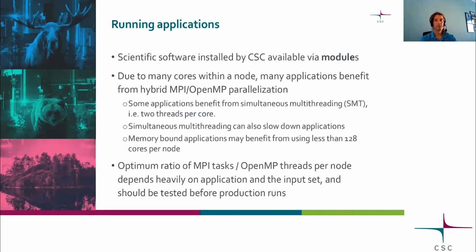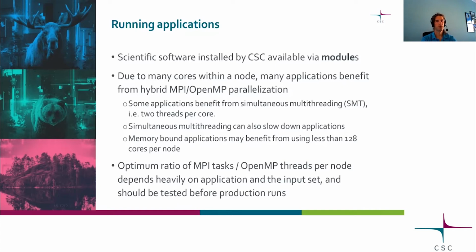For running applications, again, things are in many cases similar to Puhti. So there is the same Slurm batch job system. Biggest difference is that Mahti is really targeted for large parallel applications that really need lots of floating point performance, need very capable interconnect. So in Mahti, you always allocate full nodes.